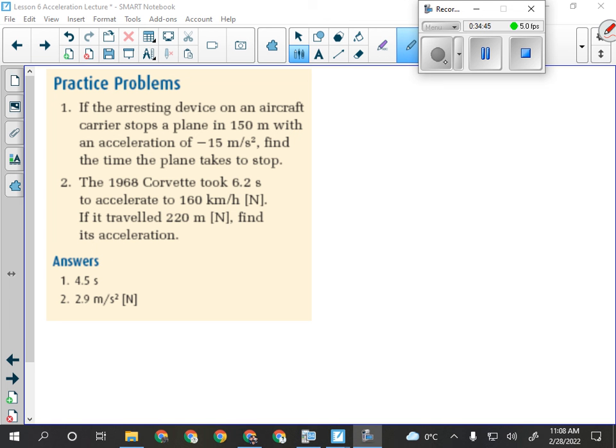So this arresting device is going to stop the plane. They told me that VF is 0 because it said it's going to stop it, and it's going to do that in 150 meters, which is not right. It's actually way less than that. And it's going to do that with an acceleration of negative 15 meters per second squared.